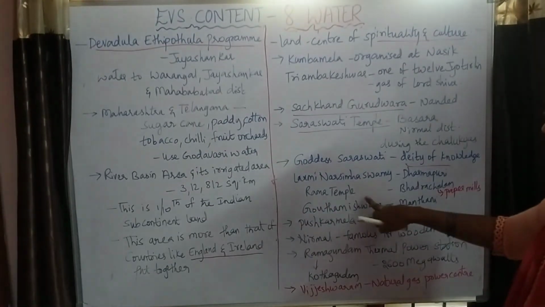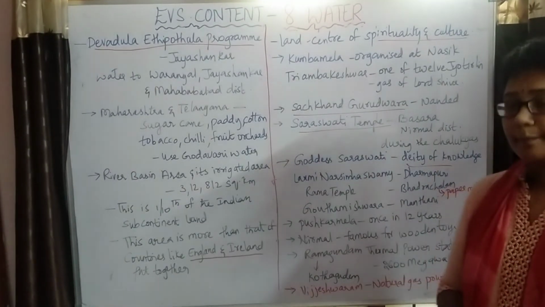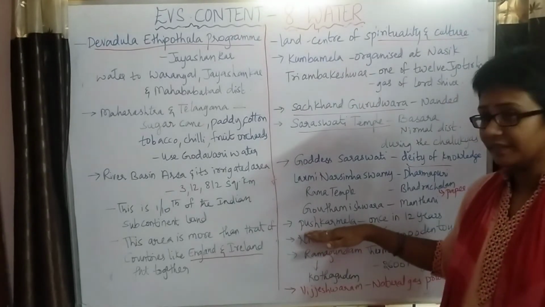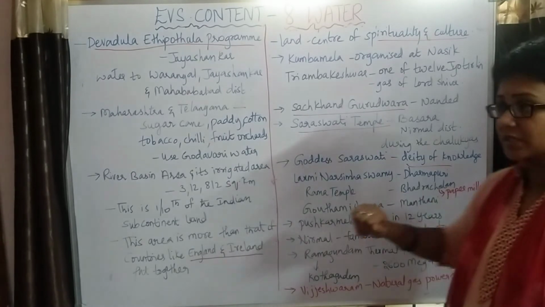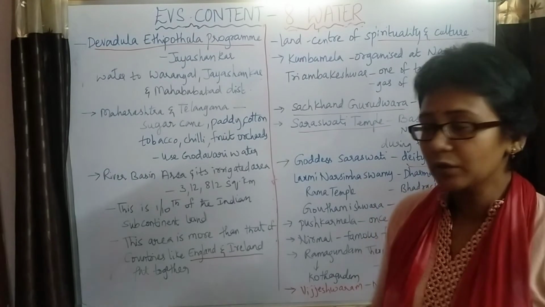Bhadrachalam is also famous for its paper mills. In the Godavari river, Pushkar Mela occurs every 12 years. So every 12 years, Pushkaralu are celebrated in the river Godavari.